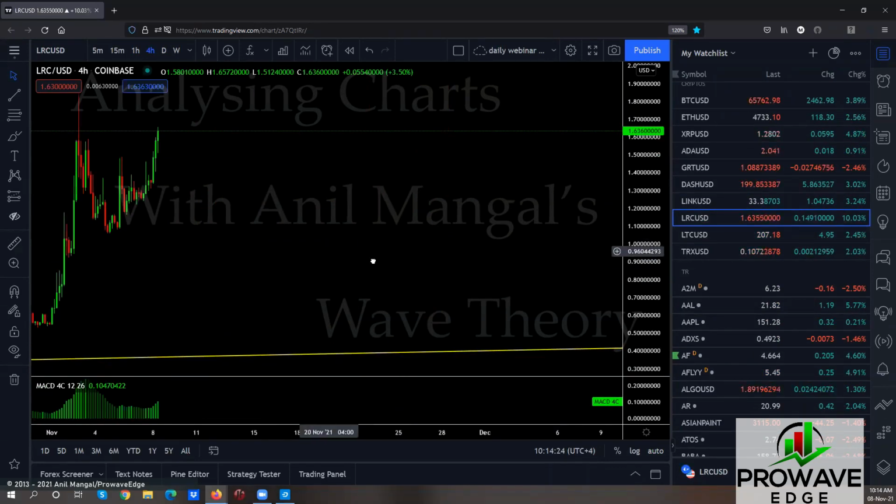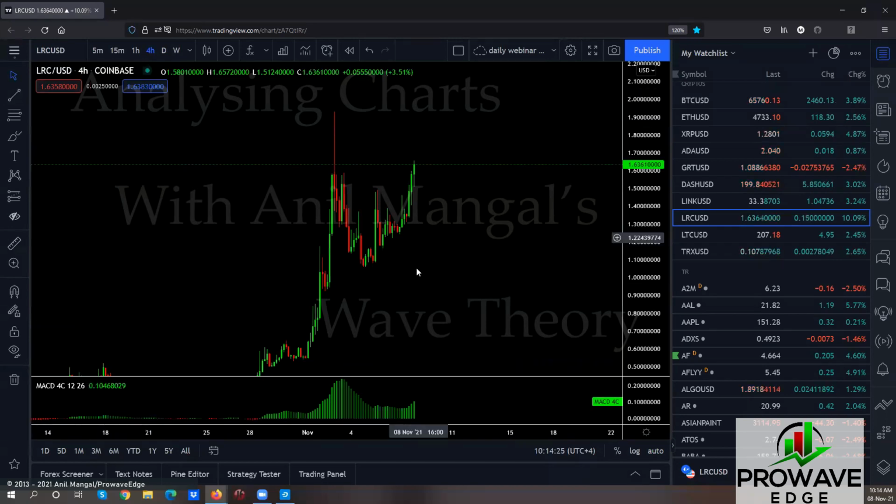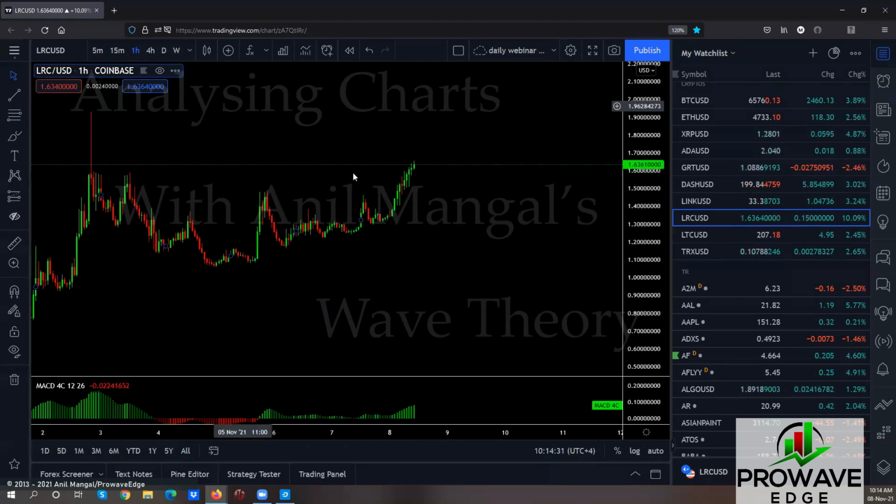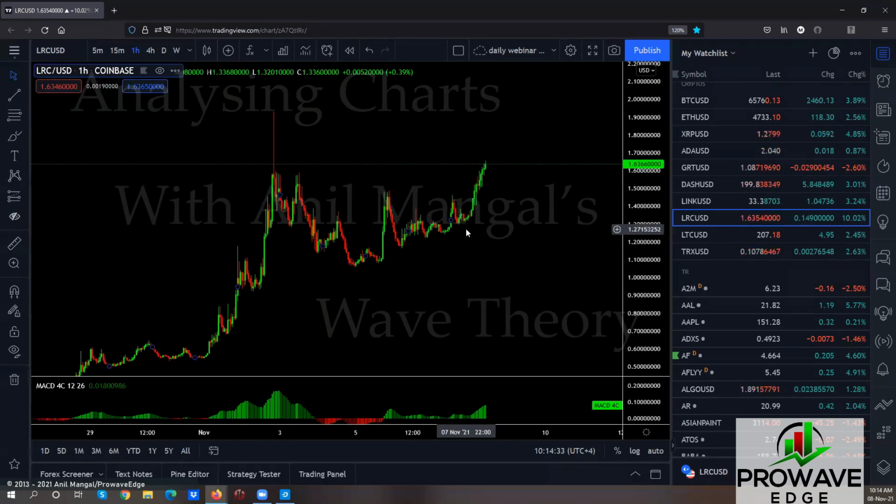Okay, we're correcting, but very, very deep, way back to the top. So we'll have to look for a better entry here if we're going to go for any trade here. Let's say in the 1 hour, no good entry, not for the buy, not for the sell.